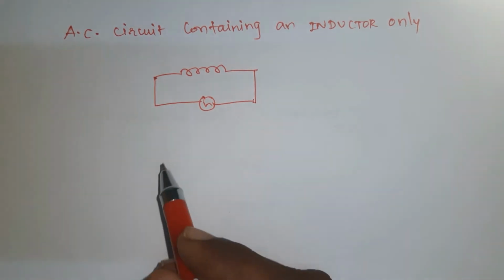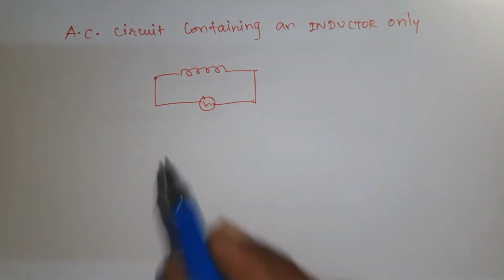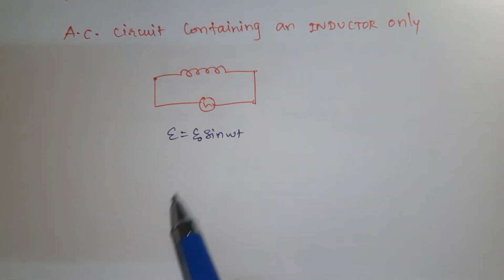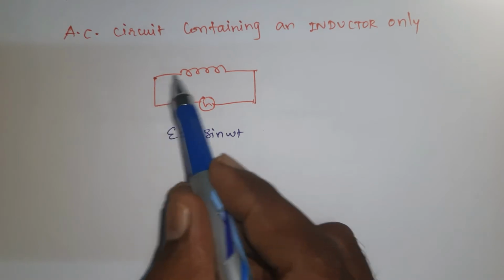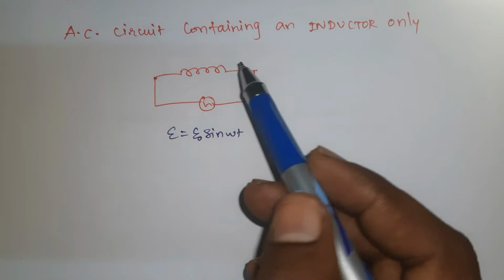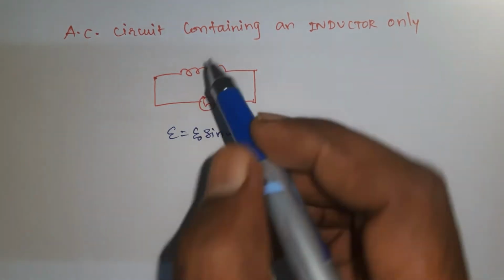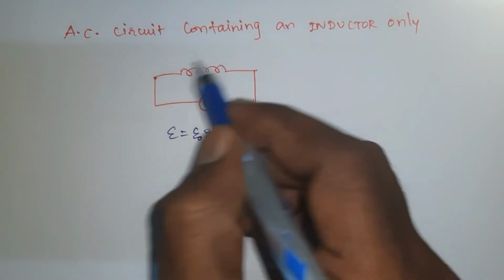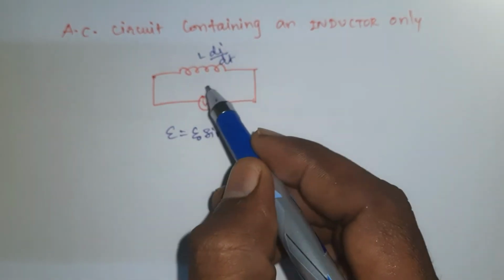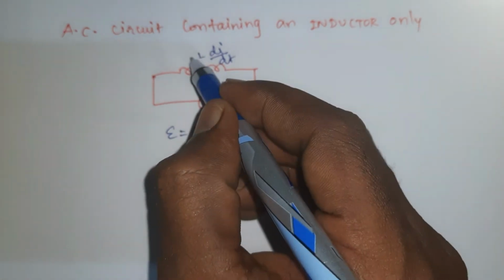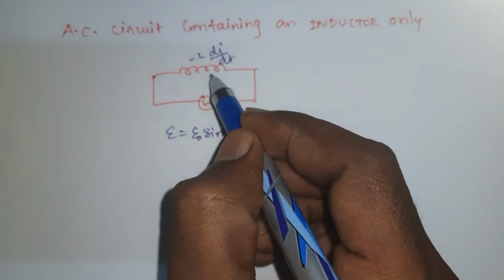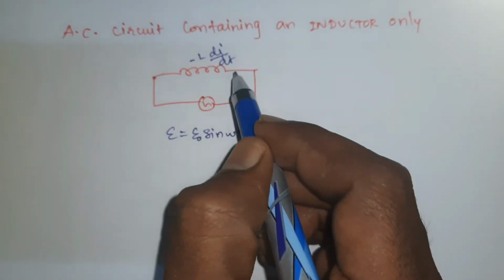At any instant, the EMF of the AC is E equal to E naught sine omega t. And this AC voltage passing through the solenoid, or the pure inductor, an induced back EMF is produced. That induced back EMF in the inductor is L di by dt, which opposes the applied EMF. So here minus will come. This is the induced EMF in the inductor, which opposes the applied EMF.